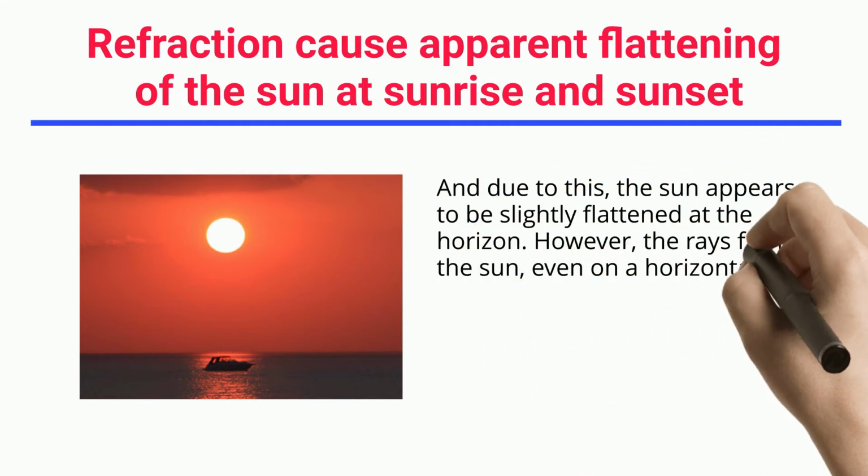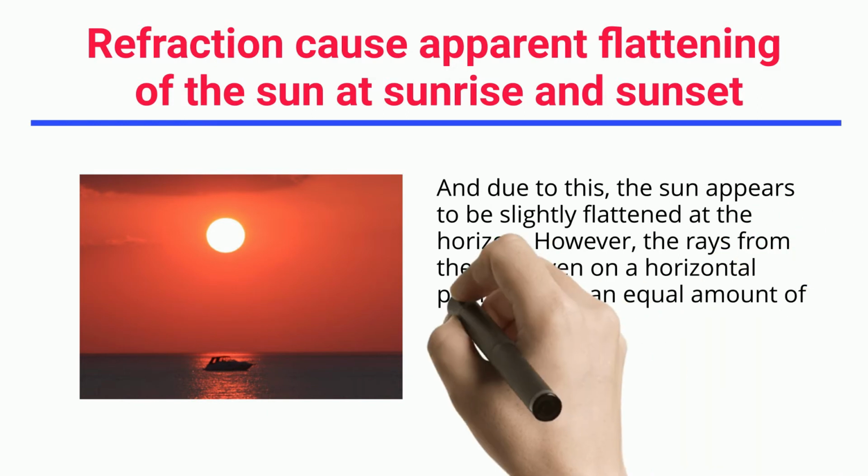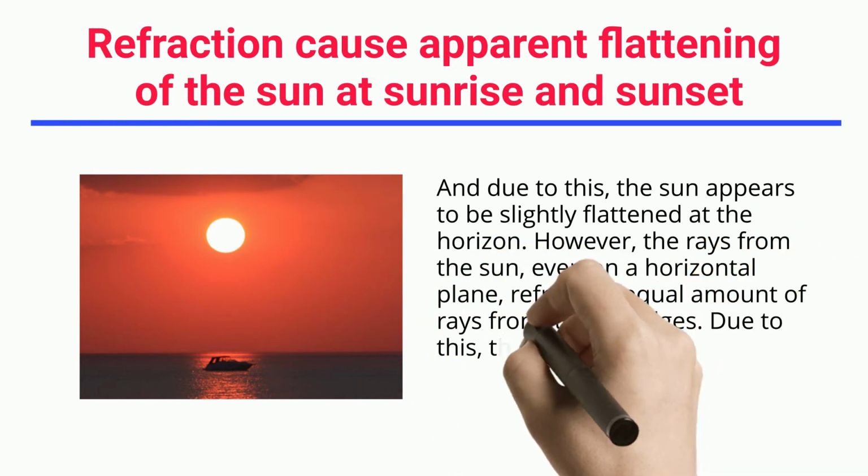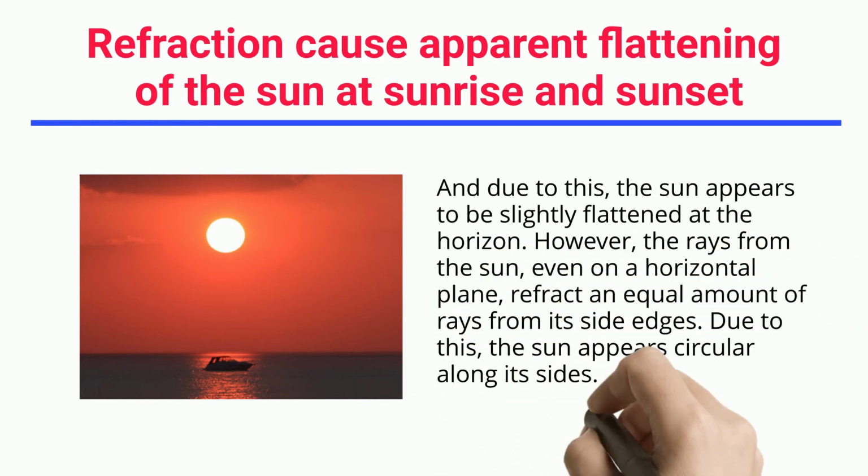However, the rays from the sun, even on a horizontal plane, refract an equal amount of rays from its side edges. Due to this, the sun appears circular along its sides.